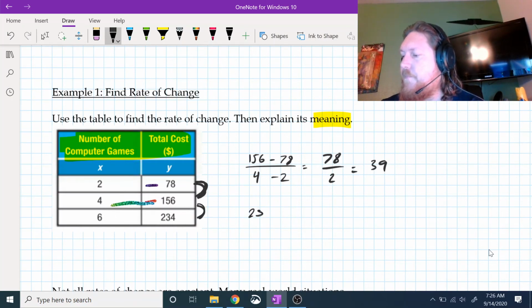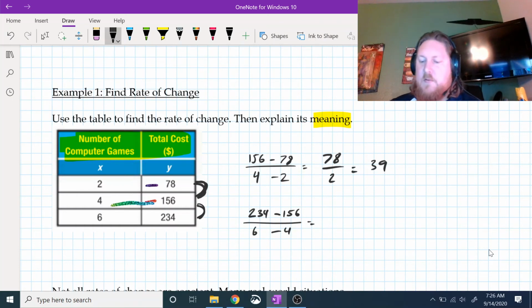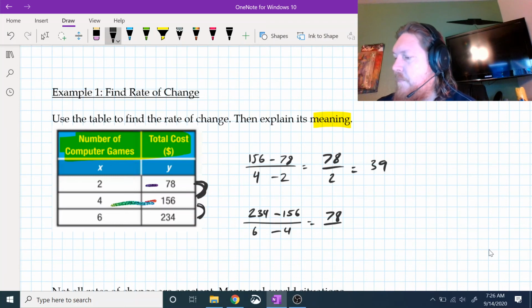234 minus 156 over 6 minus 4. If it's something called a constant rate of change, these numbers should come out to be the same. 234 minus 156 is also 78, divided by 2, and that still equals 39. So here we found our rate of change.